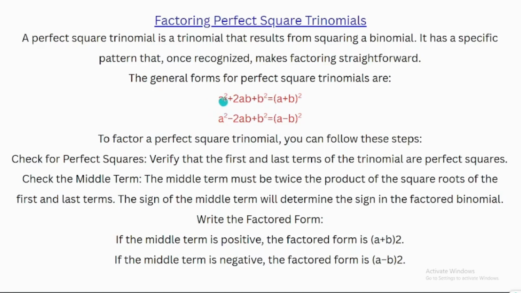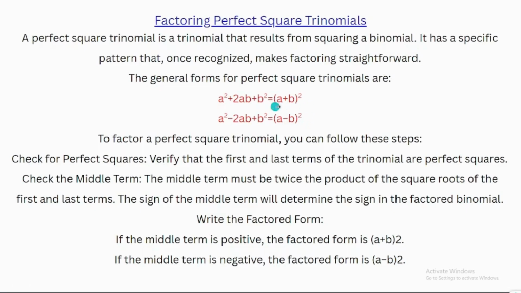When we find a squared plus 2ab plus b squared, it equals the root of the first term, the sign from the second term, and the root of the third term, all the quantity squared. And there is the second kind, a squared minus 2ab plus b squared. So the root of the first, the sign from the second, and the root from the third, the quantity squared.